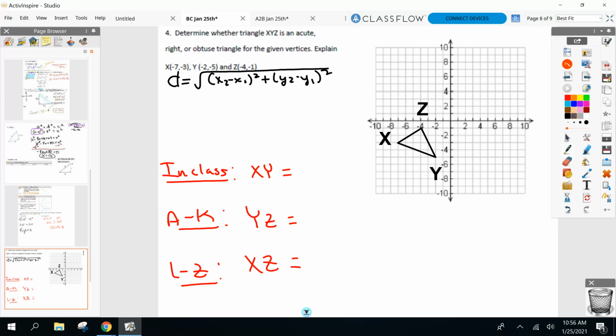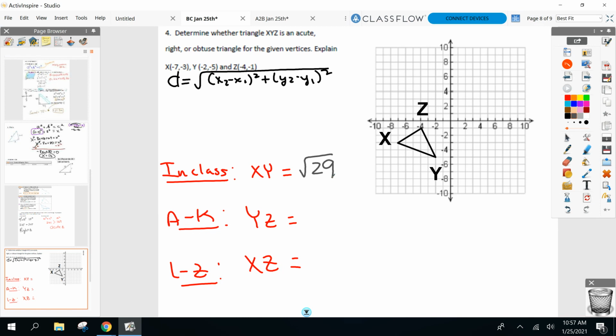All right, here we go. You guys in class, make sure we jot them down, please. Jot it down. You guys in class, what do you got for me? XY. Square root of 29. Make sure we jot it down. Square root of 29 was the distance of XY.